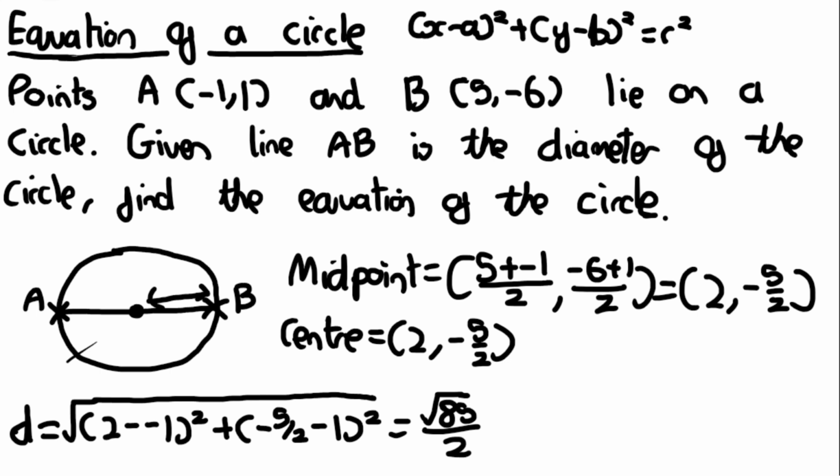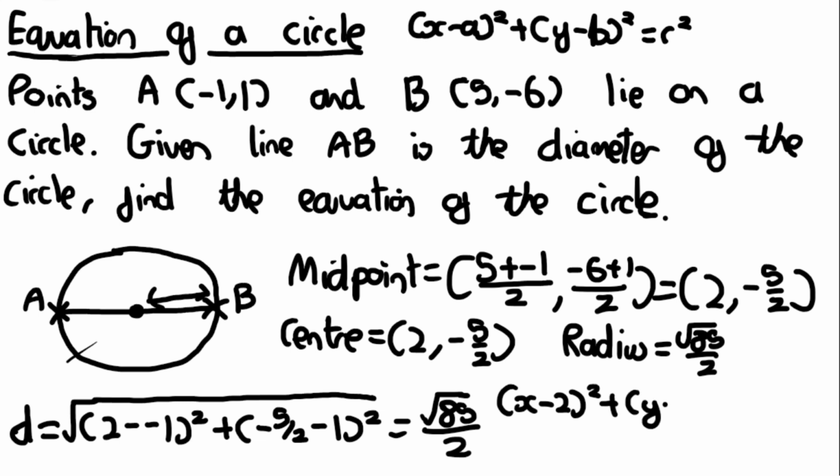Note that another way you could do this is you could find the distance between B and A and then just divide it by 2, because remember the diameter is 2 times the size of the radius. You could do it like this as well, but I've just done it like this. So therefore now we know that the radius is equal to root 85 over 2, and therefore the equation of the circle is going to be x minus 2 squared plus y plus 5 over 2 squared is equal to the square of root 85 over 2, which is equal to 85 over 4.